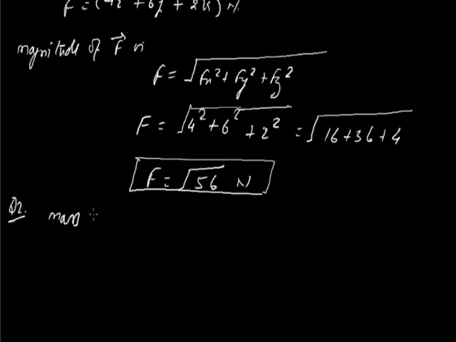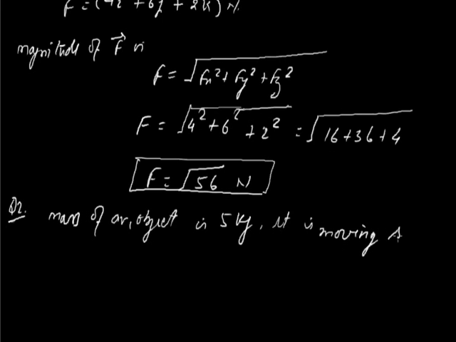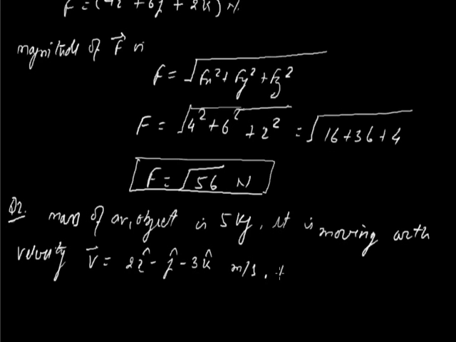Mass of an object is 5 kilograms. It is moving with velocity v equal to 2i minus j minus 3k meter per second. Find the momentum of the object.